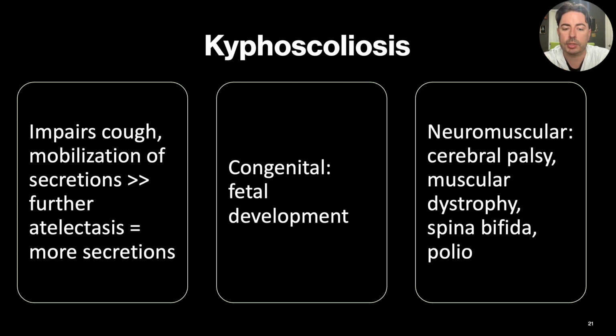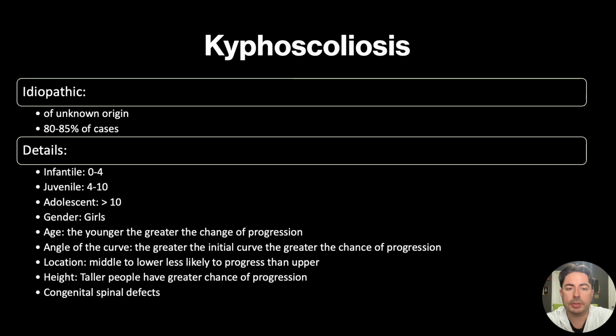And this is what we're talking about right here. When it comes to the idiopathic, or unknown origin, this takes up the vast majority of the cases of kyphoscoliosis. 80 to 85% of all cases stem from an unknown origin, or an idiopathic cause. So there may not be an etiology that we can pinpoint, but 15 to 20% of the time we can.